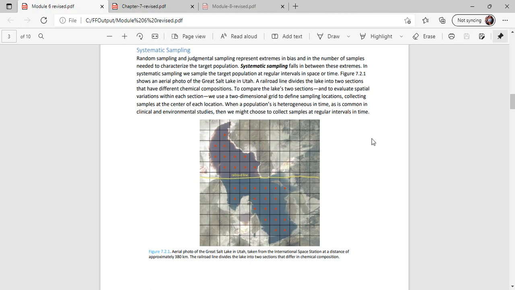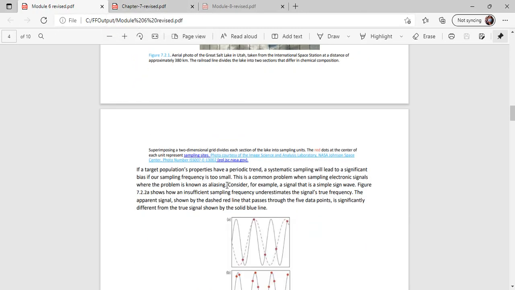Okay, you have here a picture of a lake. This is an aerial photo of Great Salt Lake in Utah. A railroad line divides the lake into two sections. So this is the railroad line. To evaluate spatial variation within each section, we use two-dimensional grids to define the sampling locations, collecting samples at the center of each location. When a population is heterogeneous in time, as in common clinical and environmental studies, we might choose to collect samples at regular intervals of time.